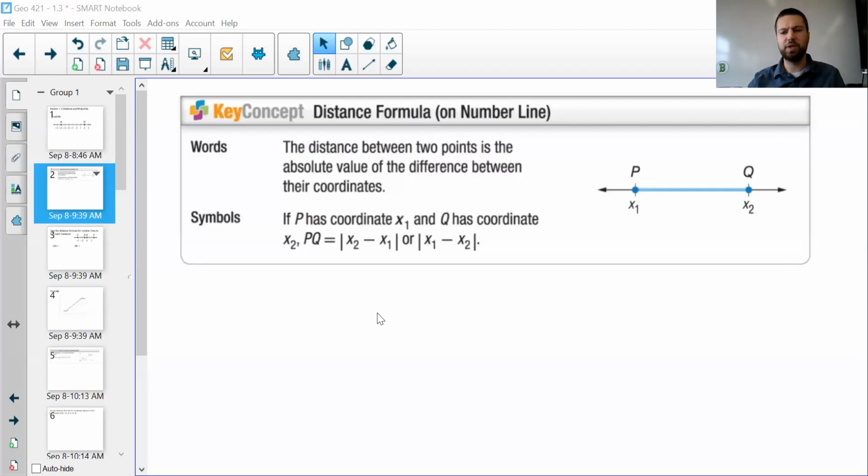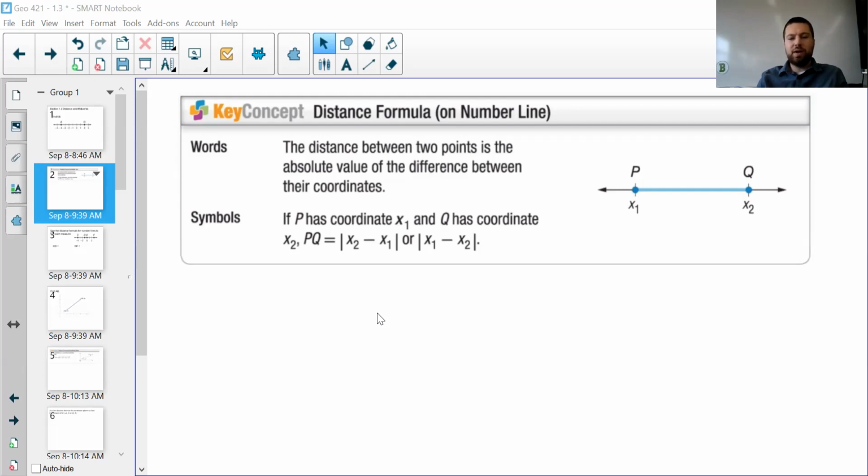So this is a distance formula for a number line. This is pretty straightforward, okay? I'd still write this down, maybe box it, underline it, highlight it. Nice little formula here. So the distance between 2 points is the absolute value of the difference between their coordinates. Okay, so if P has coordinate x1 and Q has coordinate x2, PQ, the length of that segment, is equal to the absolute value of x2 minus x1, or the absolute value of x1 minus x2.